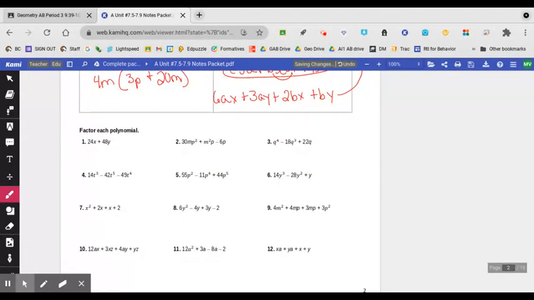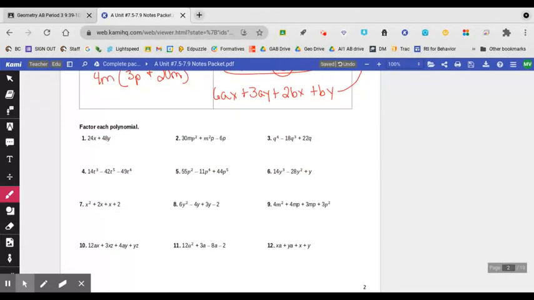Let's do a couple more examples. So 24x plus 48y. I'm looking for the greatest common factor. They have different variables, so I'm really just focusing on the number. 24 and 48 have a common factor of 24. So that's 24 parentheses x plus 2y, because 24 times x gives me 24x, and 24 times 2y gives me 48y.